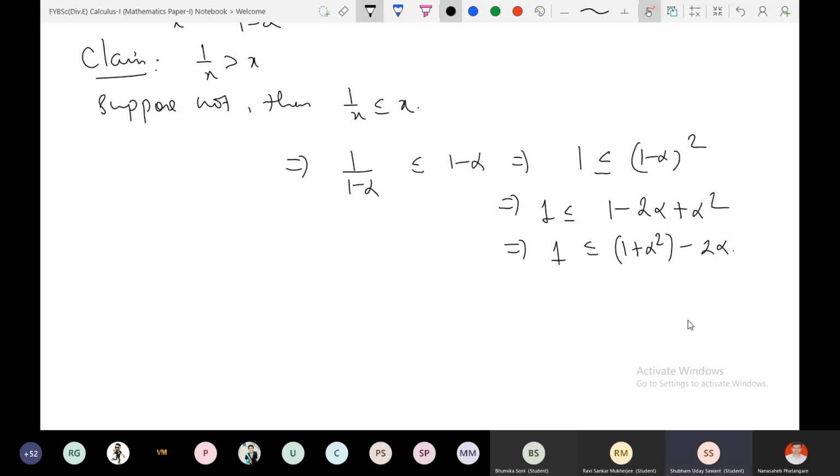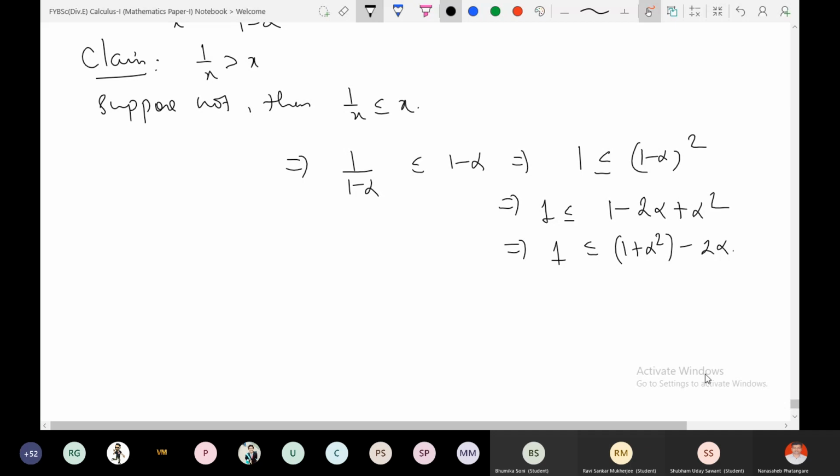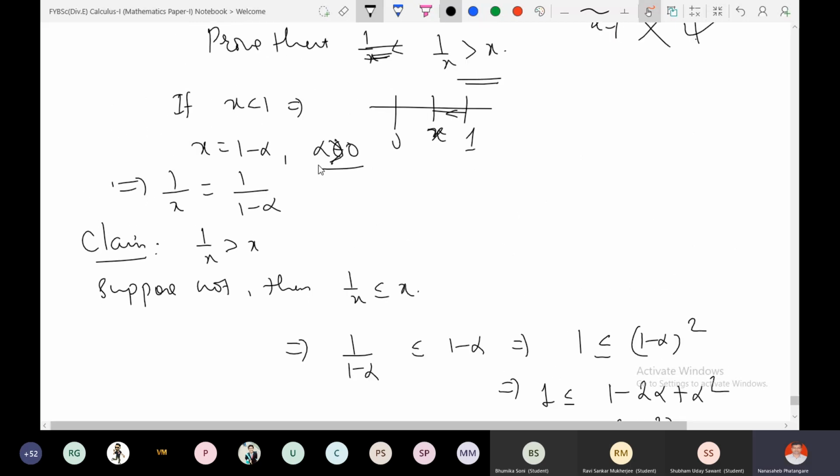Sir, but we haven't proved that alpha square is greater than 2 alpha. So the number might be greater than 1. Yes, the number might be greater than 1, that is true. So what can you say in this case? Take a case. Okay, but where is alpha? Sir, alpha is 4 alpha, no?